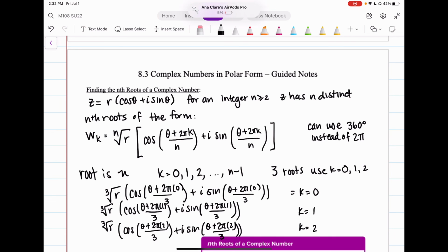Okay? You can write your answer using 360 degrees, or you can use 2 pi, depending on how they ask you to solve. Sometimes you'll be asked to use degree measures for the argument. Sometimes you'll be asked to use radians. It's dependent on the way the question is worded. And that's it for this section.